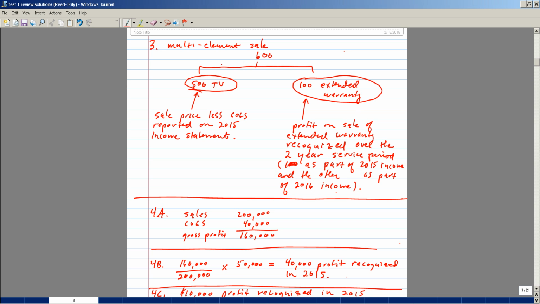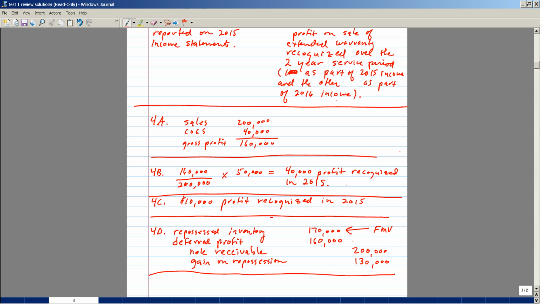Okay, big picture takeaway: multi-element sale. You partition the sales price into the part paid for each of the items sold to the customer. These things, each of the items sold to the customer, are called separate units of account, and we separately apply the revenue recognition concept to each of those separate units of account.